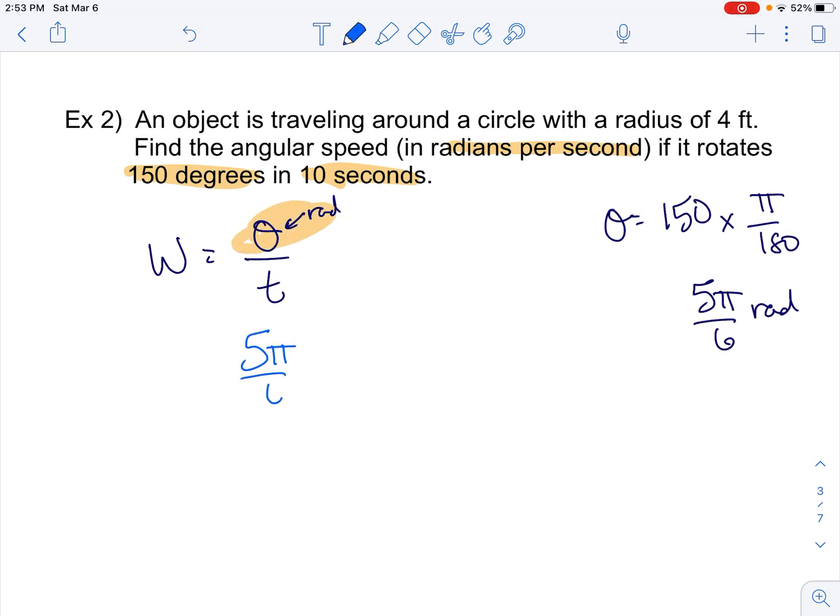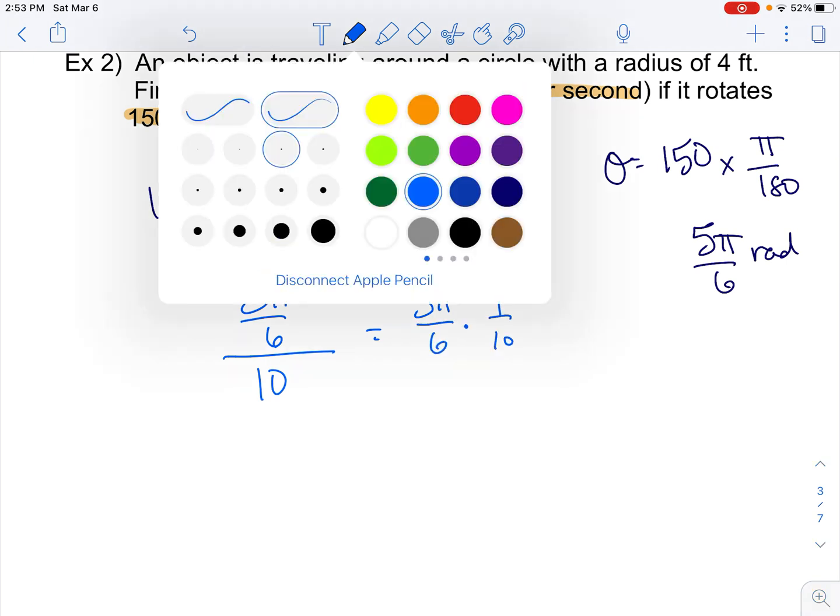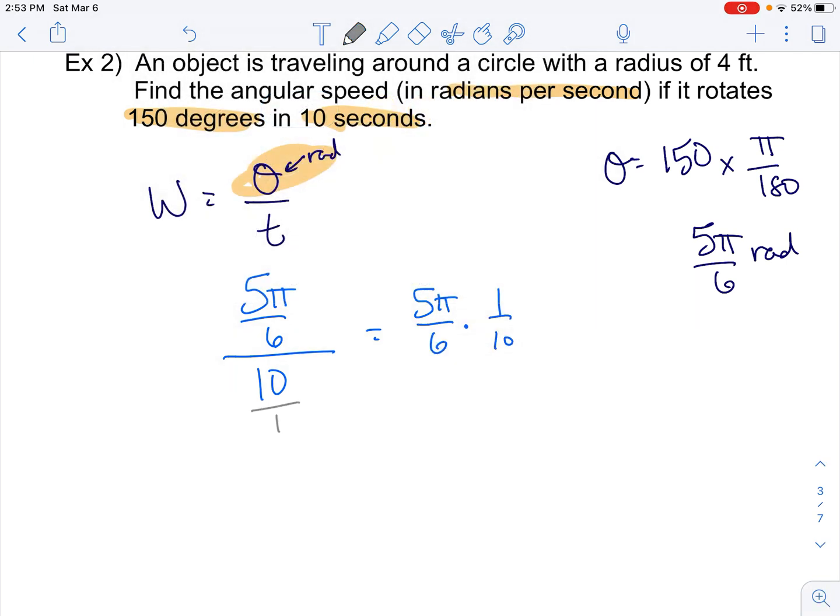We want to use that 5 pi over 6. And what was the time? The time was 10 seconds. Well, I know that's the same as 5 pi over 6 times 1/10, right? Because I could make this down the bottom over 1. So I multiply by the reciprocal. So my final answer here would be 5 pi over 60.